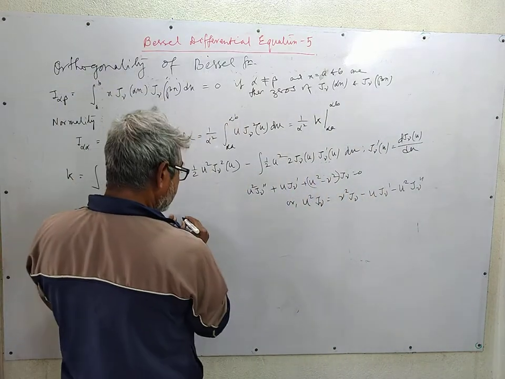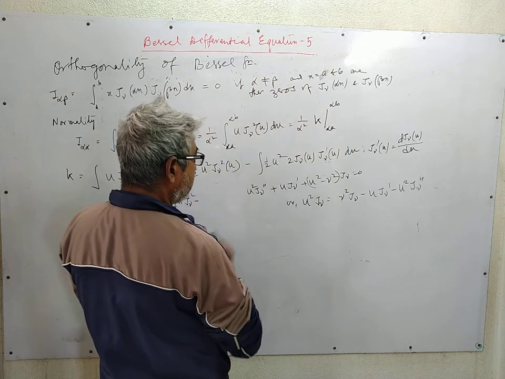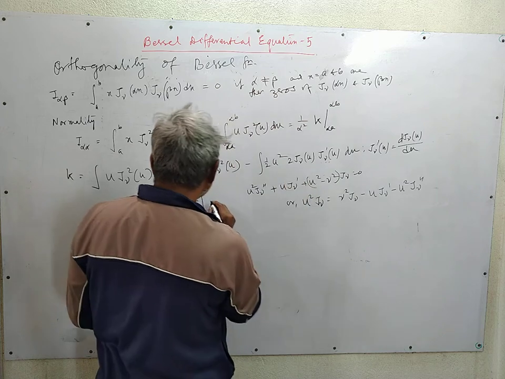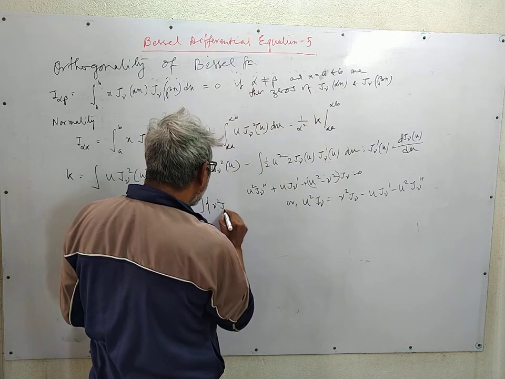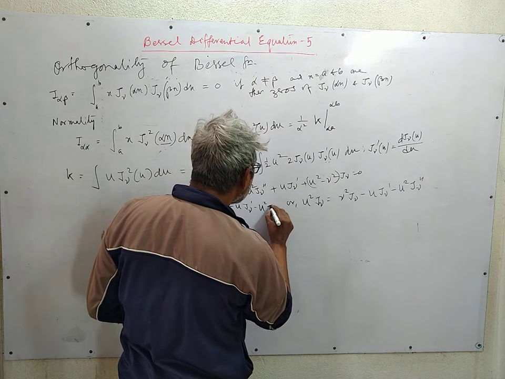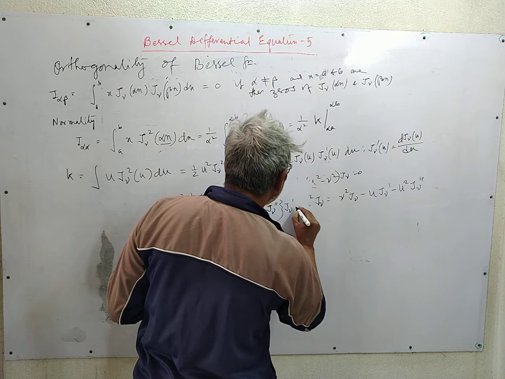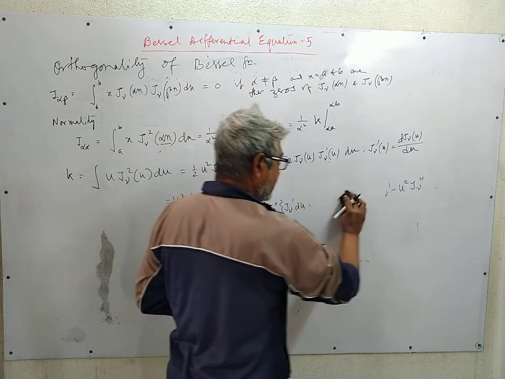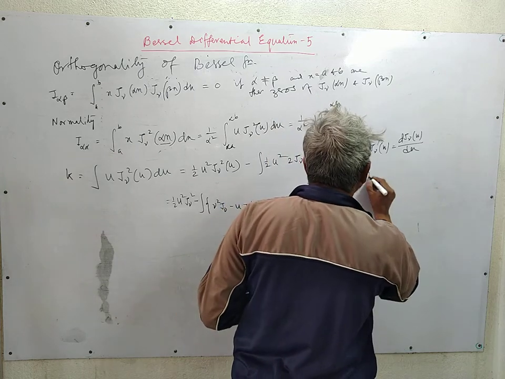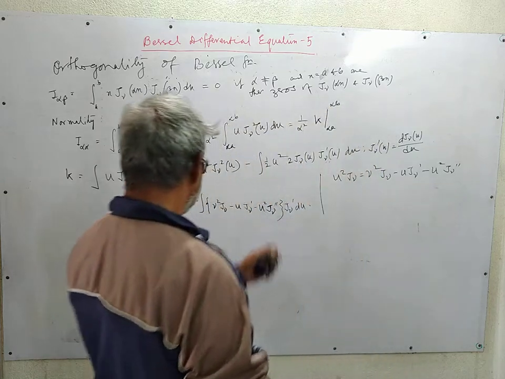So this relation becomes half u square J_nu square minus the integral of [nu square J_nu minus u J_nu prime minus u square J_nu double prime] J_nu prime du. So what we have done basically in coming from here to there, we have replaced u square J_nu is equal to nu square J_nu minus u J_nu prime minus u square J_nu double prime. This is the substitution.